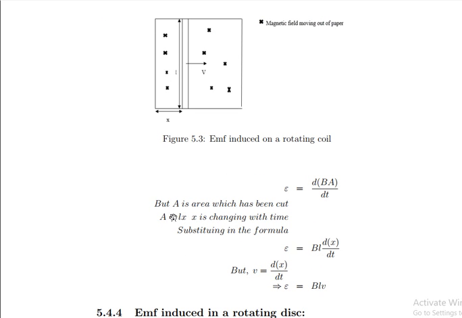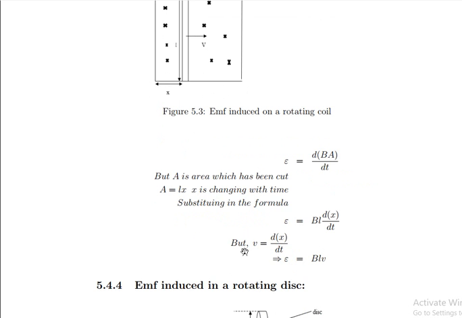When we substitute, we realize that this L is constant, but this x is changing due to the change in the velocity here. So we are going to have BL dx all over dt. But v is equal to dx all over dt, so velocity is equal to the change in the distance divided by time. So when we substitute in this equation, the EMF is going to be equal to the magnetic field strength times the length times the velocity.